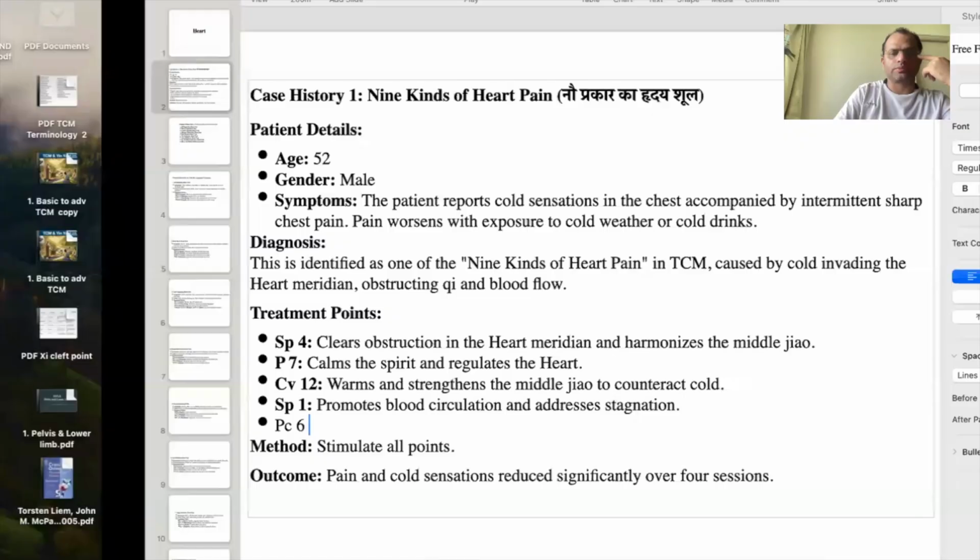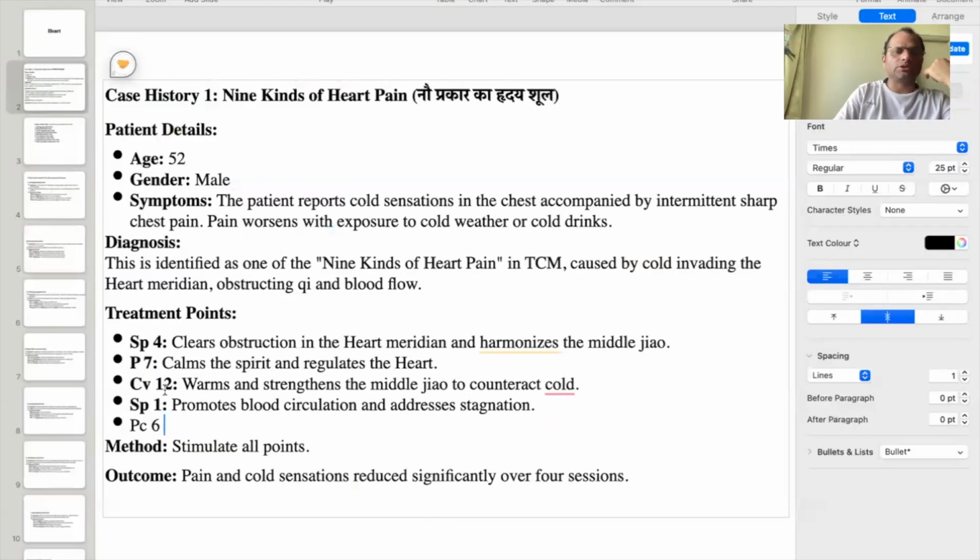This is a very good point to calm down the heart and to calm down the shen. Pericardium 7. Right. So we can use this as a second point. We can use CV12. CV12 is the meeting point of all the yang meridians.